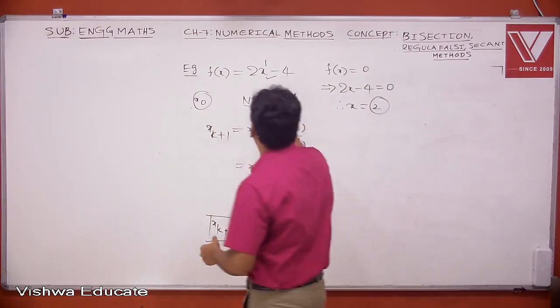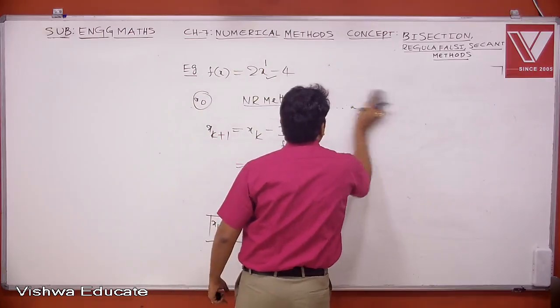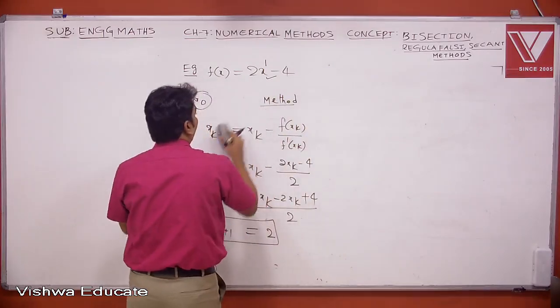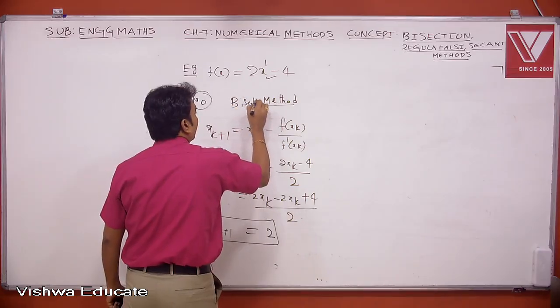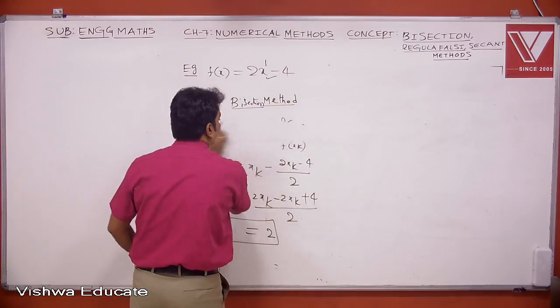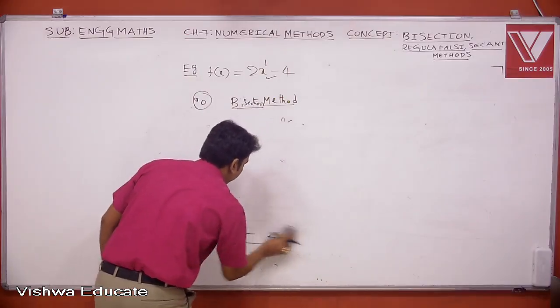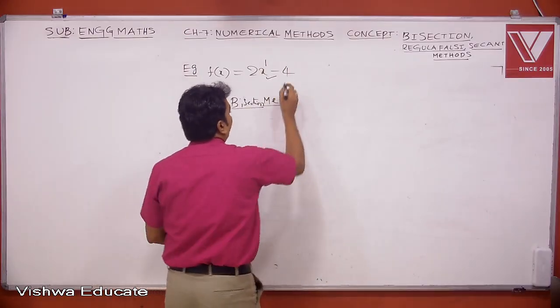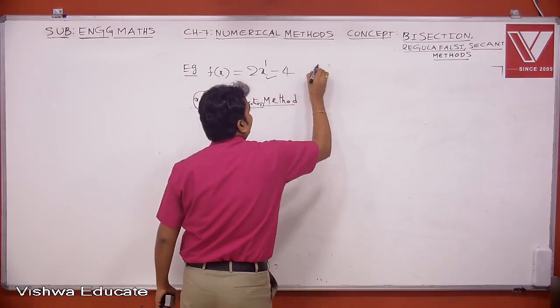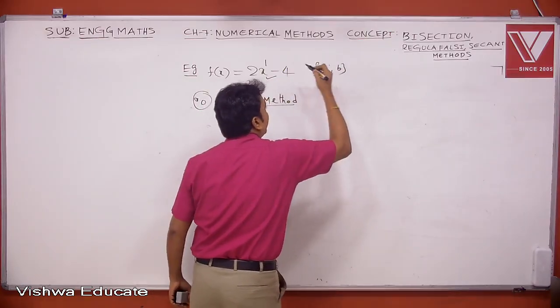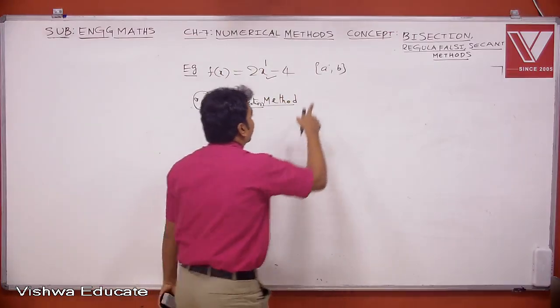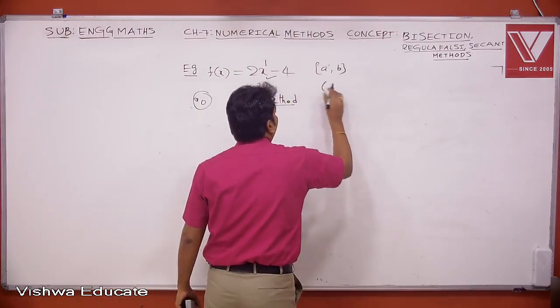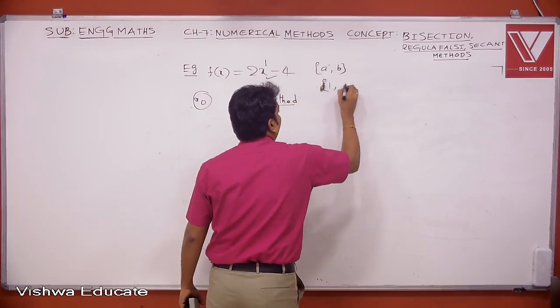Now suppose I take this f of x equal to 2x minus 4 and apply the bisection method. Let us see how it reacts. For the bisection method I need an interval a comma b where the function takes opposite signs at the endpoints. Suppose I take, for example, the closed interval 1 comma 3.